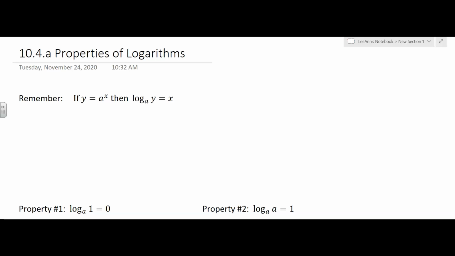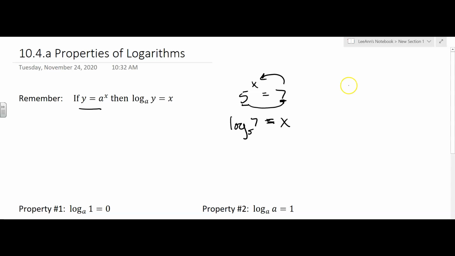A little review here then about logarithms. So if you have an exponential equation, like 5 to the power of x equals 7, then to write it as a logarithm, you go log, this is the base, 5, this is the argument, 7, so you're going this way, and then it equals the exponent, which is x. So that's how you convert from an exponential equation to a logarithmic equation.